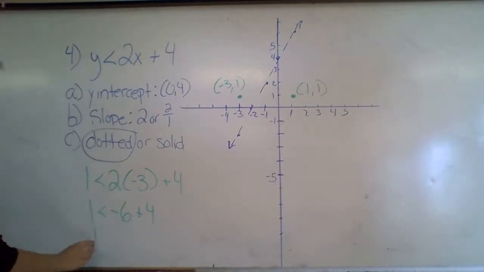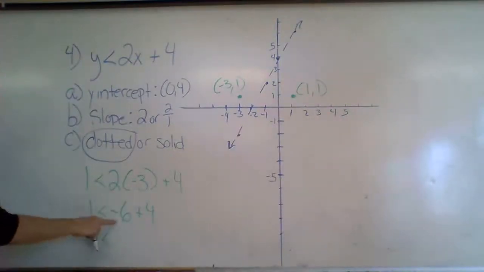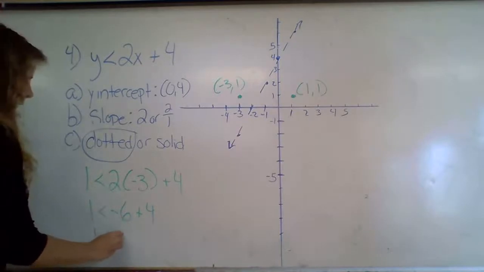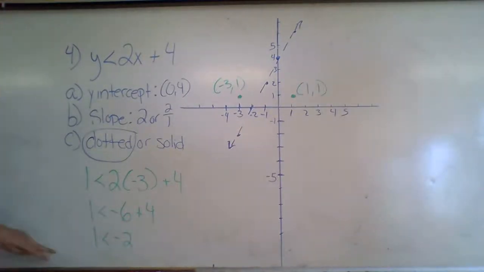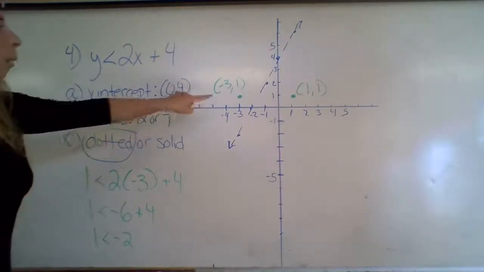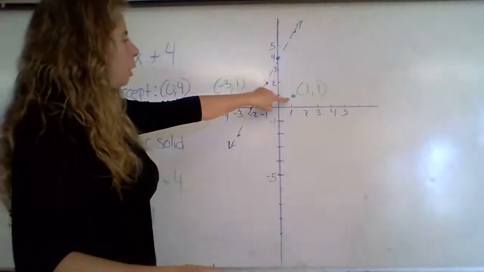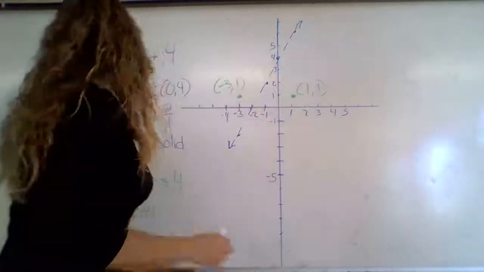And then 1 is less than -6 plus 4, which is -2. So is this true? Is 1 less than -2? No. So that point did not work, which means we're probably going to shade this side of the line, but let's double check.